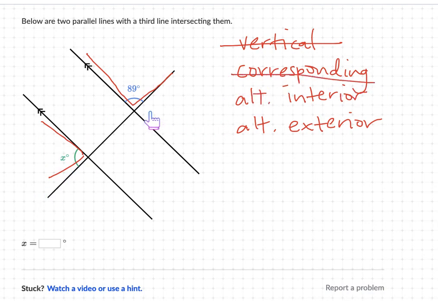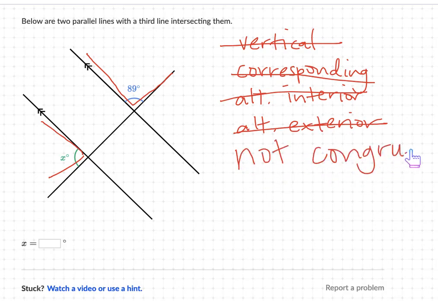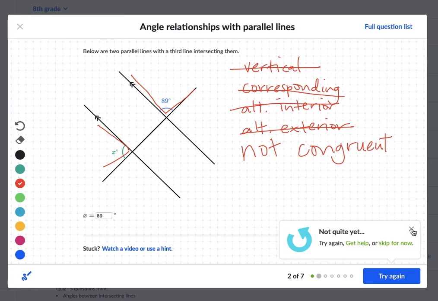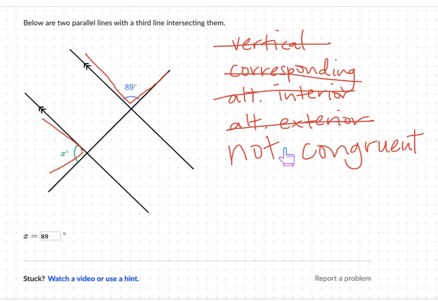No. Are they alternate interior? Well, they're both exterior, so that one's already out. Both exterior, both on the outside, but they're both on the same side. It would have to be like this one and this one for it to be alternate exterior. They would both have to be on the outside, and one's on the left and one's on the right. So these two right here are not congruent to each other. They're not equal to each other. So this answer right here, I'm just going to put it in. It's not going to be correct. But these two are not equal to each other. Okay? So not all of them are equal to each other.